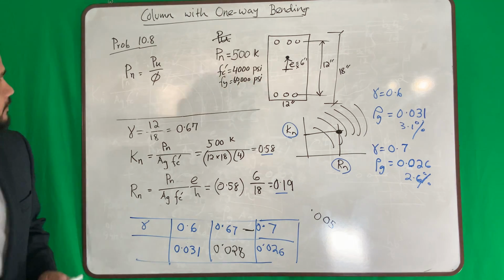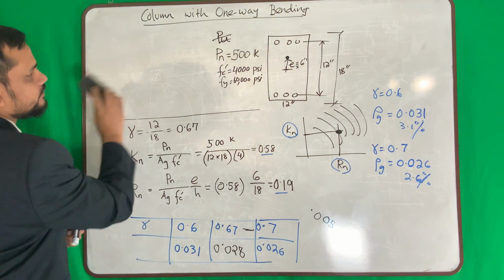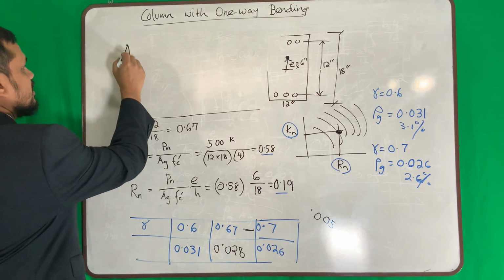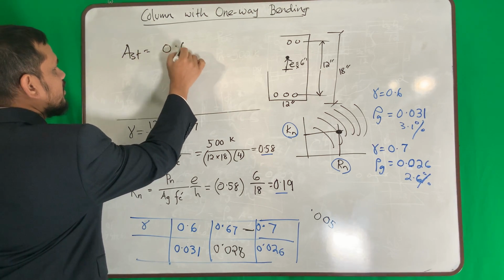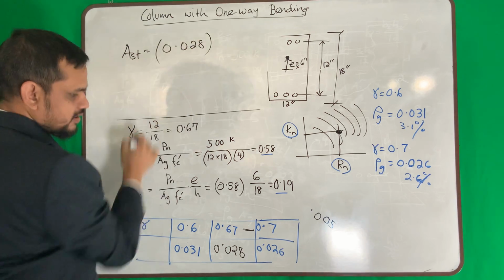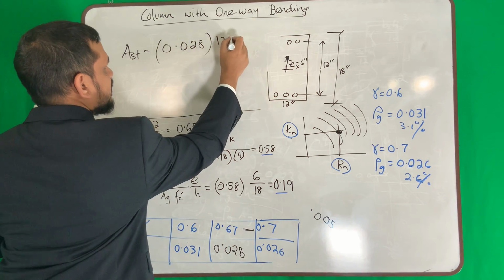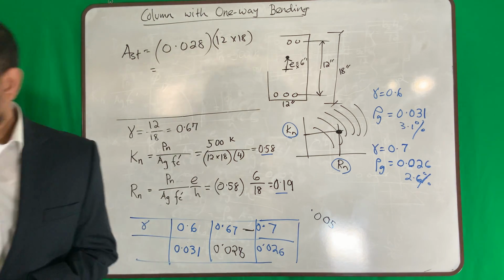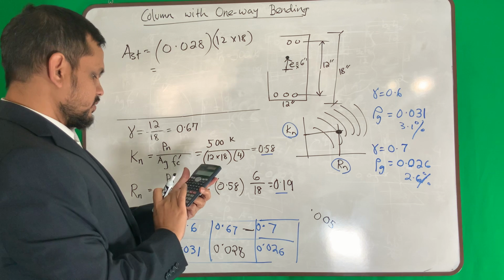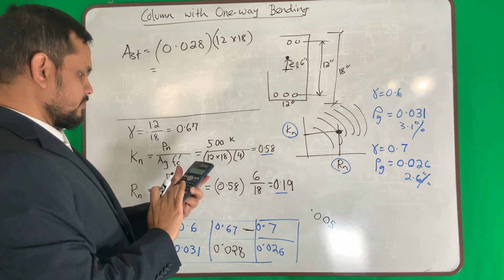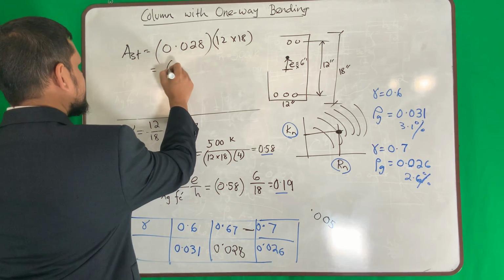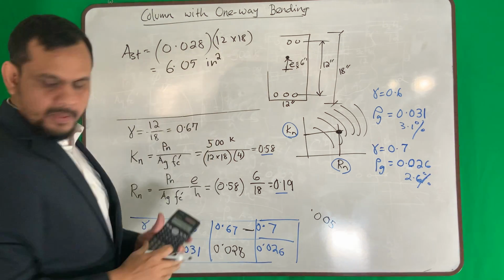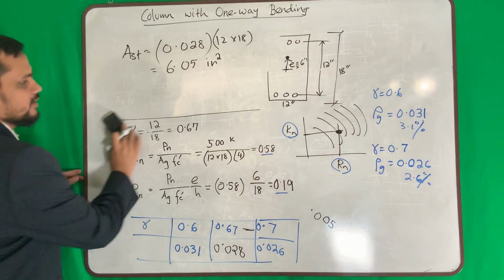So we got our rho. What I will do, my Ast will be 0.028 times 12 times 18. So 0.028 times 12 times 18 becomes 6.05 inch square. Okay, so the design is over.